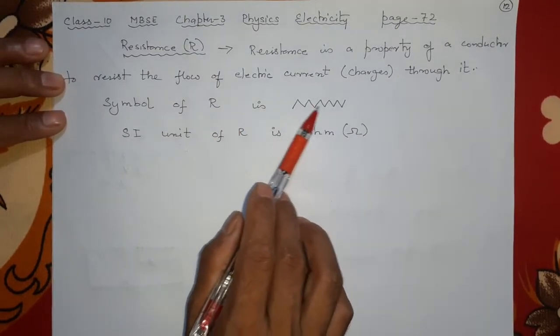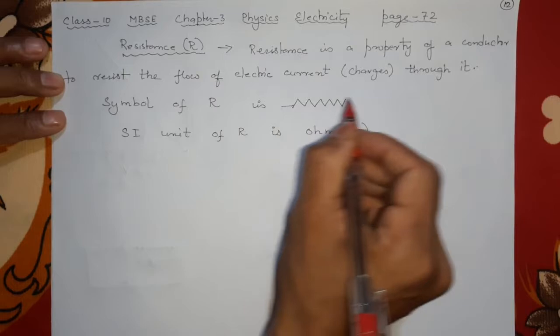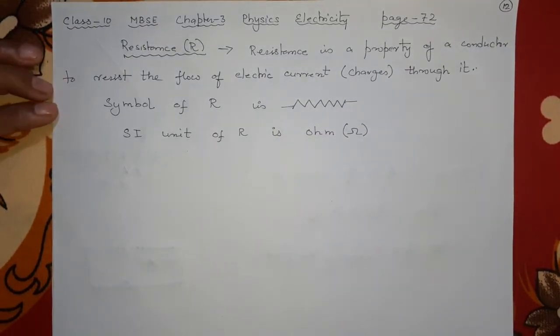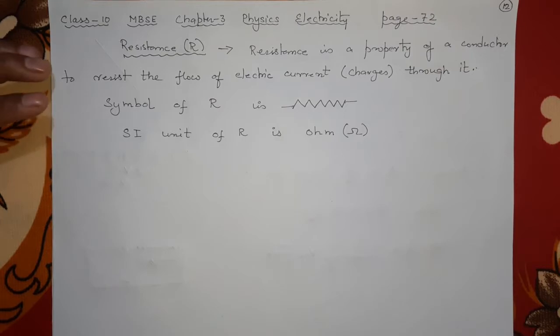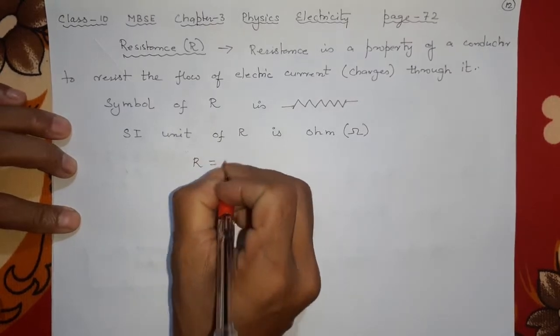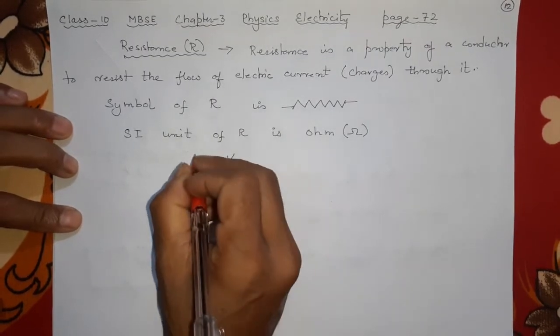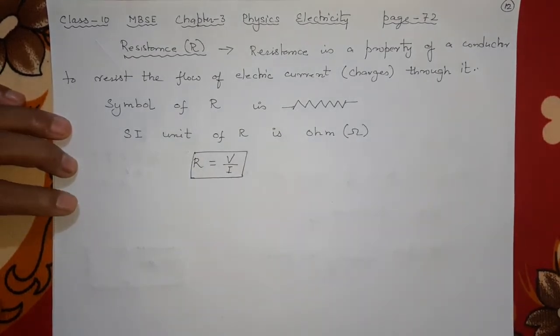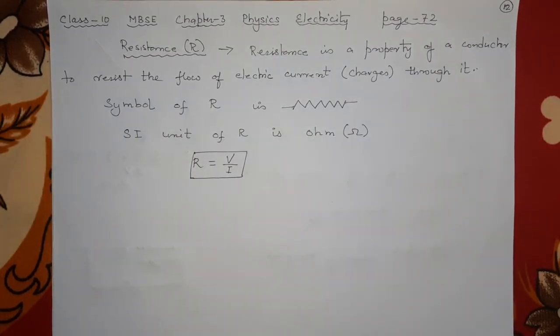Symbolically, in the circuit we'll show it like this. The ends will be connected like this. Its SI unit is ohm, already known to us. This is the obstruction offered by a conductor in the path of moving electrons or charge. And we already know that R is equal to V by I is the formula that we can use for our purposes. So this was the whole thing about resistance.